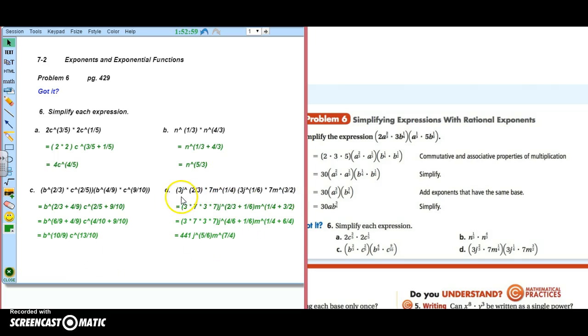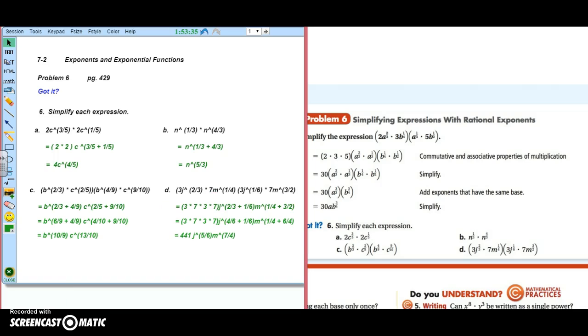Part D says 3j to the 2/3 times 7m to the 1/4 times 3j to the 1/6 times 7m to the 3/2 power. I think I'm missing a parenthesis though. Missing a couple of them. So again, we can combine all of our coefficients. There's a 3, a 7, a 3, and a 7. The parentheses don't mean anything here because everything is multiplication. And there's nothing outside the parentheses that has to be done first.